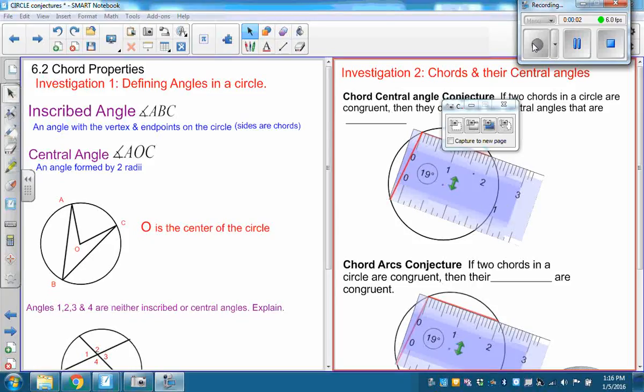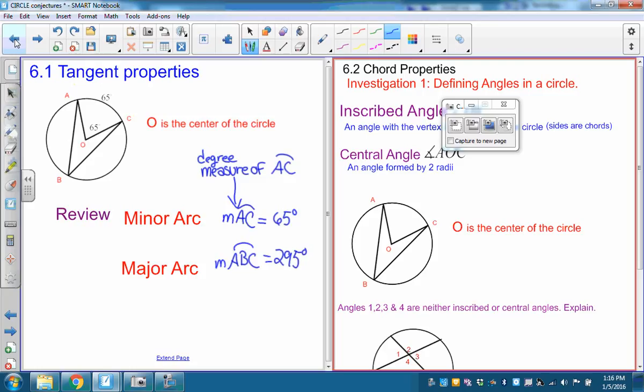All right, this is just a quick summary lesson of investigation, or section 6.2, which has lots of little investigations. Just a quick review from today in class. We talked about tangent properties, but we also talked about minor arcs and major arcs, and the fact that this little lowercase m means measure in terms of degrees, and it comes up throughout the chapter. So just wanted to remind you of that.